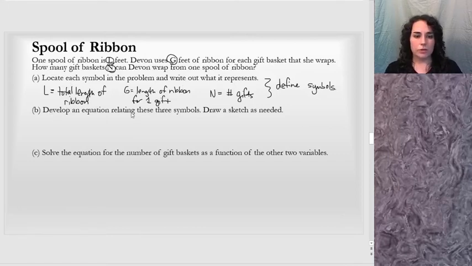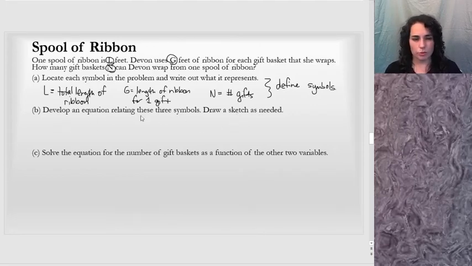B, develop an equation relating these three symbols. Draw a sketch as needed. I don't think we need a sketch necessarily here, right? I kind of said it. We have a long length of ribbon, and then we're going to divide it up into even pieces of ribbon for each individual gift. Each individual gift gets a certain amount, right? So that could be the picture, but I'm not going to worry too much about a sketch.